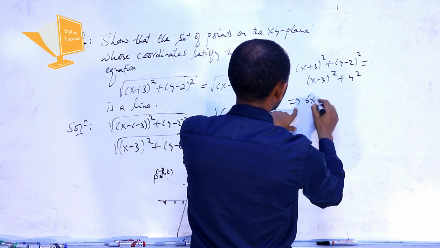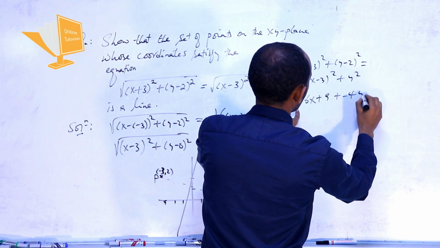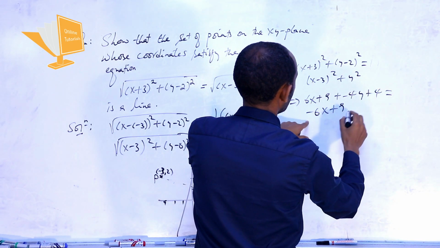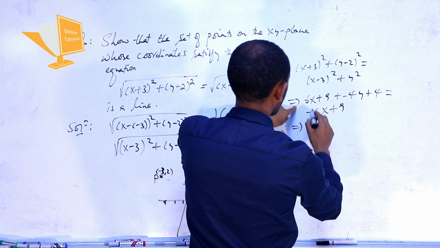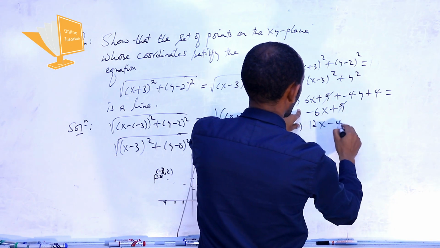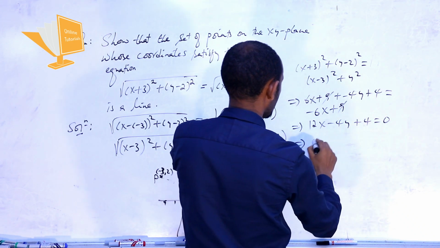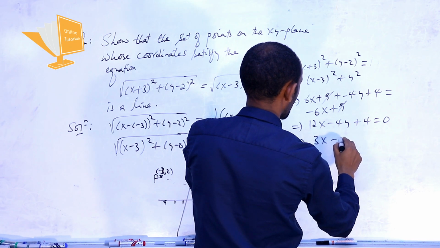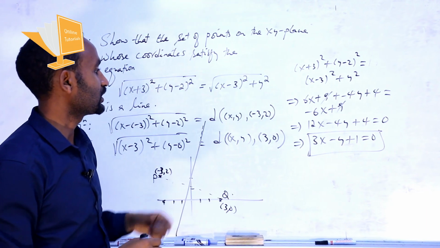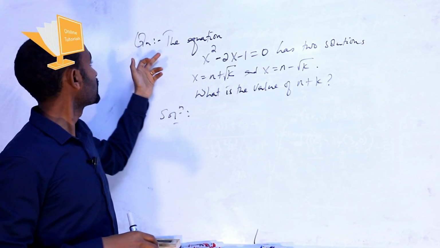So here 6x plus 9 minus 4y plus 4 is equal to minus 6x plus 9. And this implies 6x plus 6x is 12x, 9 cancels 9, minus 4y plus 4 equal to 0. So divide by 4: 3x minus y plus 1 equal to 0. So this is nothing but the equation of the desired line. Okay, that's it.